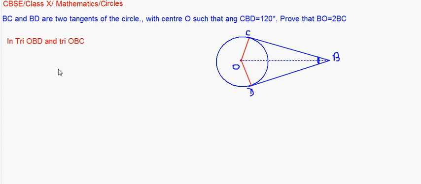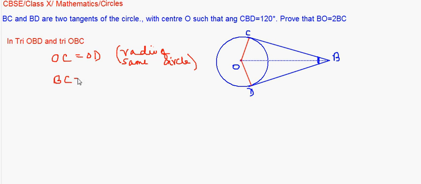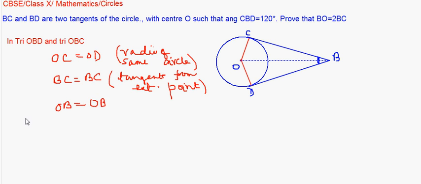We can say that OC is equal to OD. Why? They are the radii of the same circle. What about this, BD and BC are equal as well? Why? Tangents from an external point, or I can also write theorem. And OB is common, so I can write OB equals OB. So these two triangles are proved to be congruent. So triangle OBD is congruent to triangle OBC.